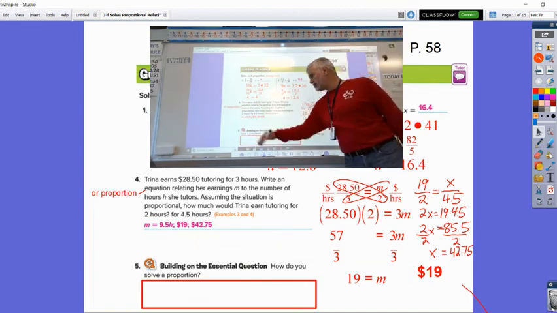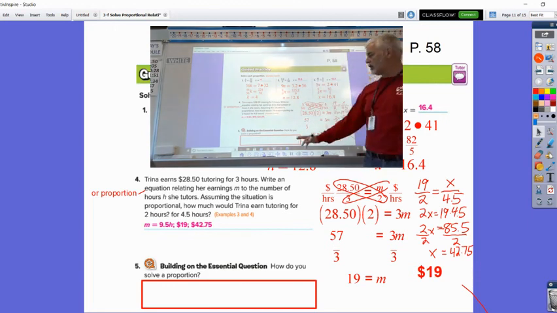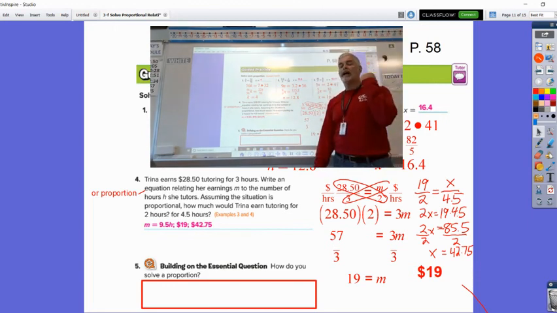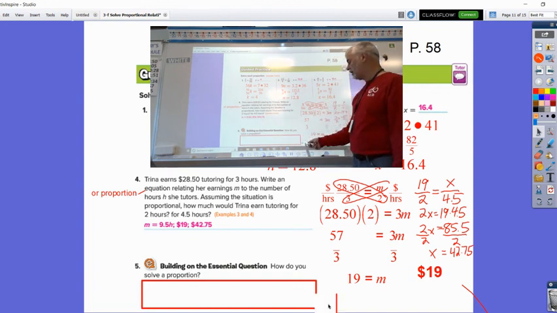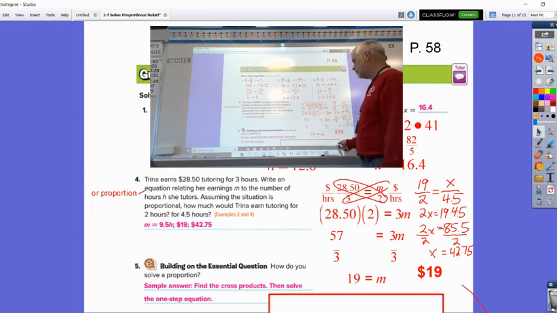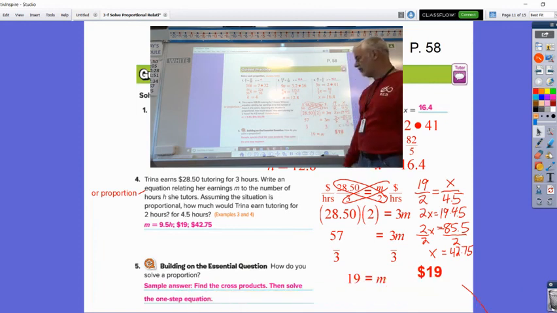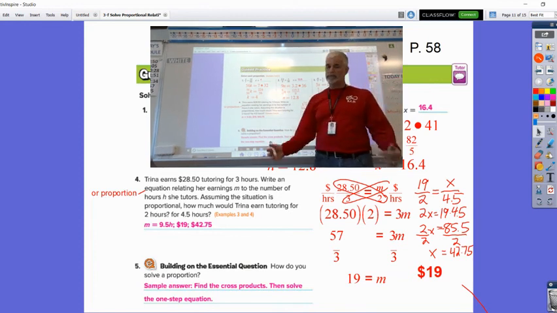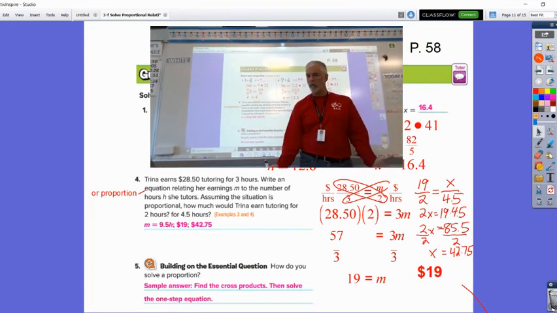Again, don't worry about the equation part. Okay, how do you solve a proportion? By multiplying and obtaining the cross products and setting them equal. Find the cross products, then solve the one-step equation. That's what happens here. All right, so you need lots of practice. This is a great, important, real-world topic, so we'll do a good bit of practice on these.